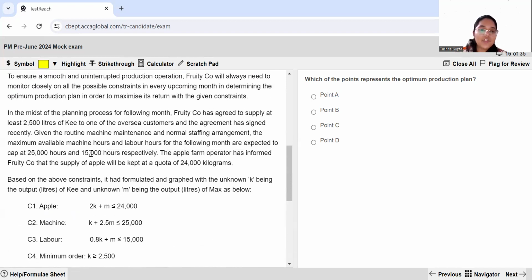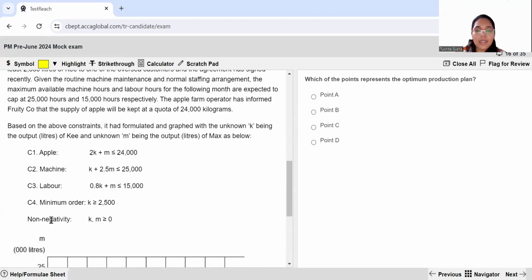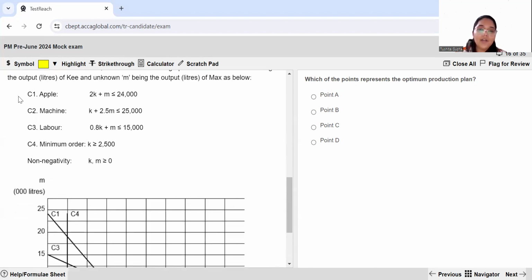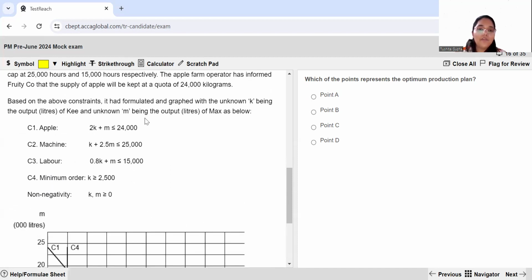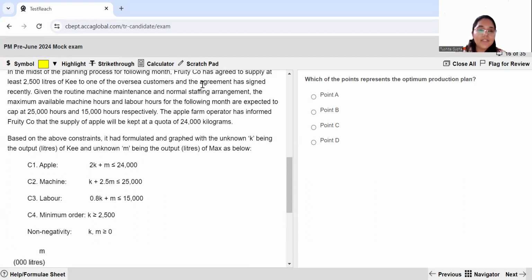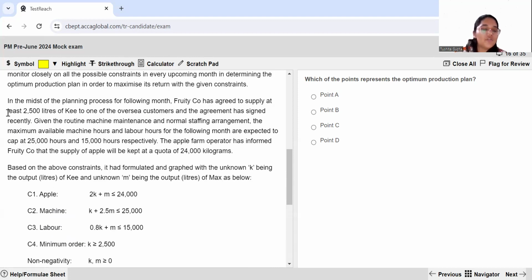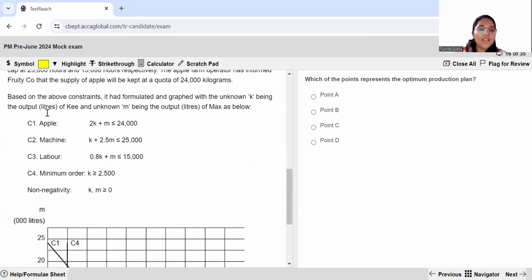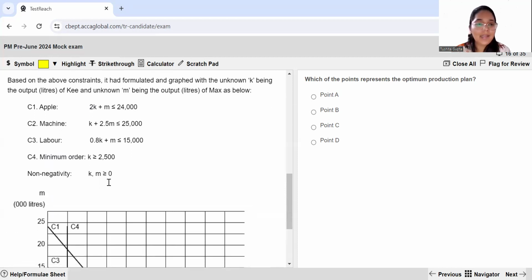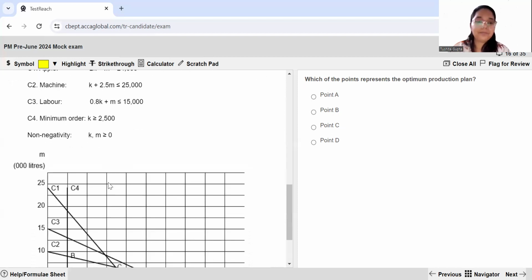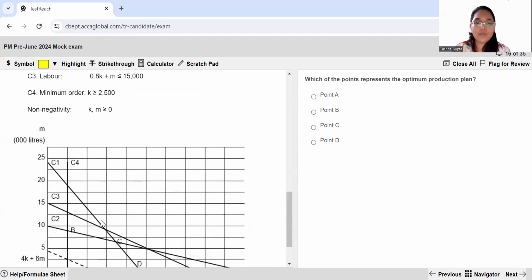So all of the constraints which you see over here have been put together into equations, and you have the constraint equations formed for you. These are four constraints. Number one for the apples, which are 24,000 kilograms. Number two, you will see for the machine hours that you have 25,000. Thirdly, for the labor hours, which is 15,000. And then you have your minimum order, which you have promised to give 2,500 liters. And then you have the non-negativity constraints that K and M cannot be negative because your output cannot be negative. So this is how they have graphed these equations also.